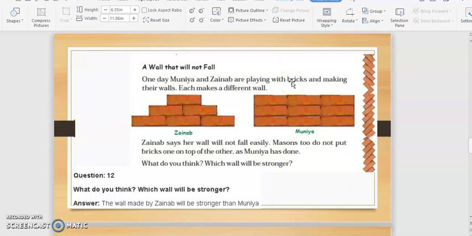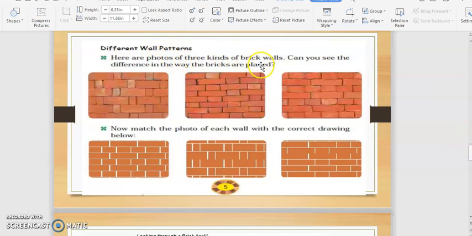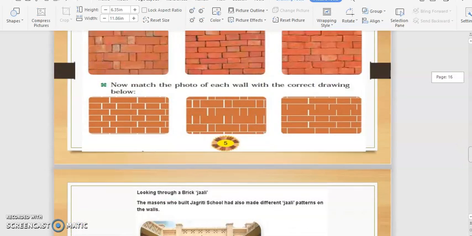Why? To bring out the strength. What do you think? Which wall will be the stronger? The wall made by Zainab will be the stronger as it will create more support. Here are the photos of 3 kinds of brick walls. Can you see the difference in the way the bricks are placed? Now match the photo of each wall with the correct drawing below. Now do you remember in the classroom we had discussed this and some of them gave the wrong answer. Now my dear children, try to match if you can get the right answer this time. Come on, do this and let me know.